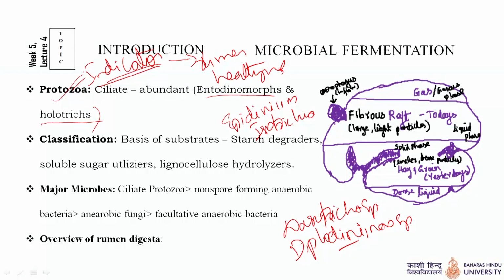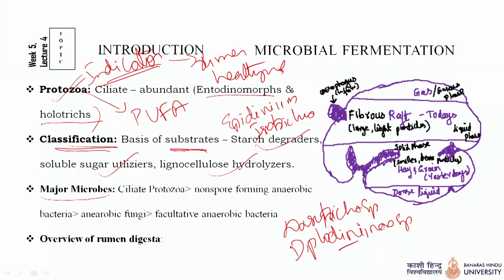And another important aspect of the protozoa is that this is the one and only reservoir to provide PUFA, that is polyunsaturated fatty acids, to the ruminants. This is the one and only source, and that's how it is acting as a reservoir for PUFA as well as other substances such as starch. Then there is a way to classify these microbes based on substrates: the protozoa as starch degraders, soluble sugar utilizers, lignocellulose hydrolyzers. So in this way also you can classify the protozoa.